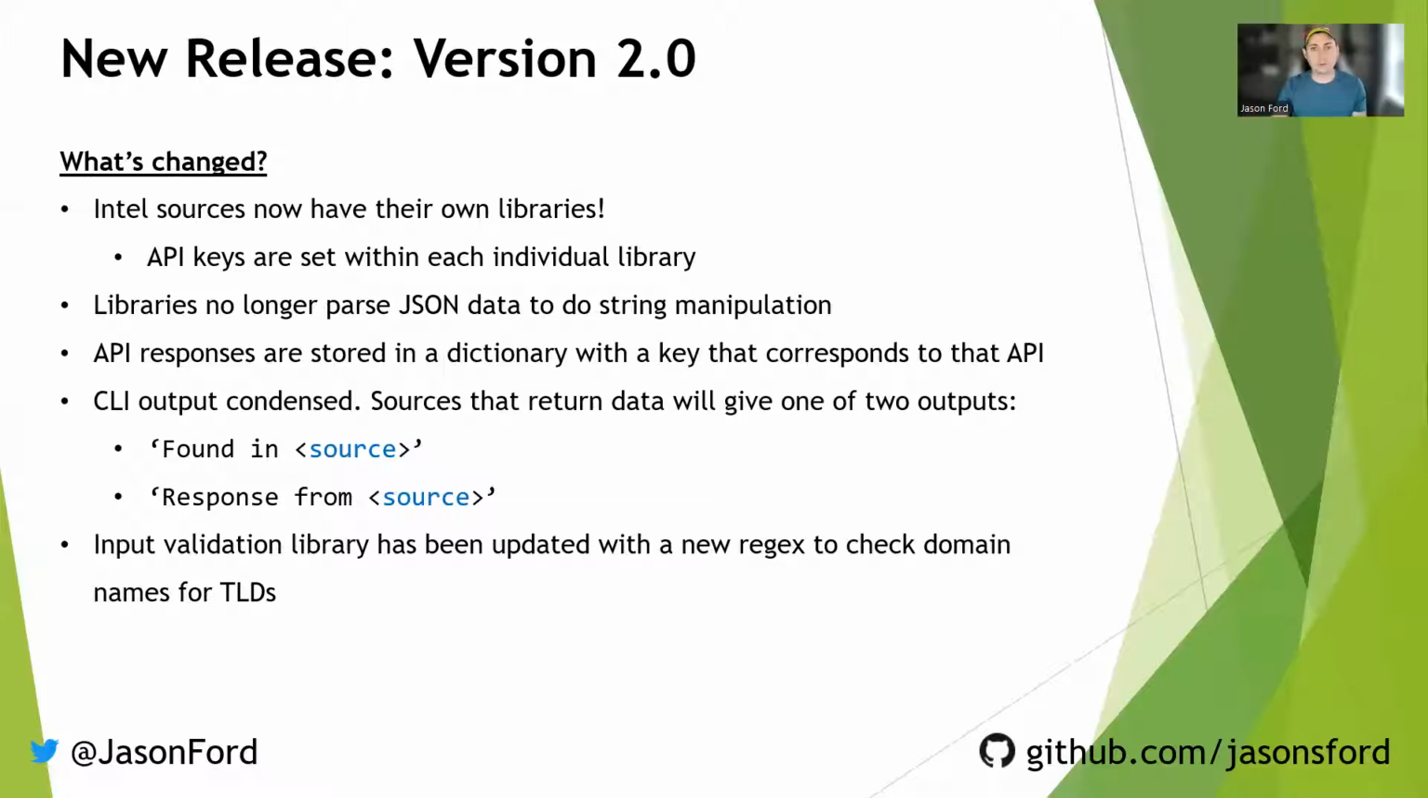Something else to take note of is that the validate library that I added in the previous version of Intel Collector has been updated with a new regex that checks domain names only for top-level domains. So the way that the libraries work right now is that we are actually submitting domain names that are just TLDs. I updated the regex so that subdomains cannot be submitted, so it's only going to work with top-level domains.